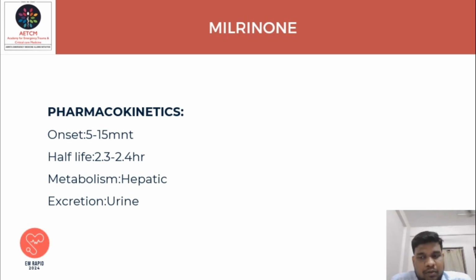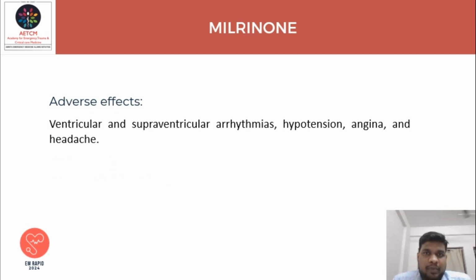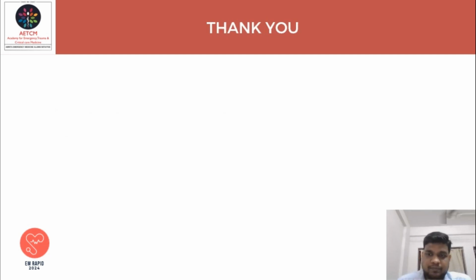Coming to the pharmacokinetics, onset is 5 to 15 minutes, half-life is 2.3 to 2.4 hours, metabolism is hepatic, and excretion is through urine. Adverse effects of milrinone include ventricular and supraventricular arrhythmias, hypotension, angina, and headache.